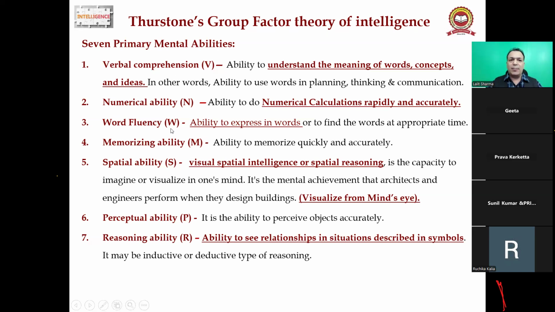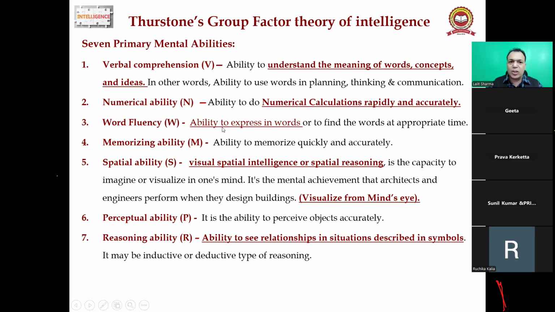थर्ड इज वर्ड फ्लुएंसी, ability to express in words. You have seen that, है ना. Many persons have the ability to express in words, and many persons want to say a lot of things, but you know they can't express. Getting the point na, they can't express, right? So it means they have the W factor, word fluency factor.